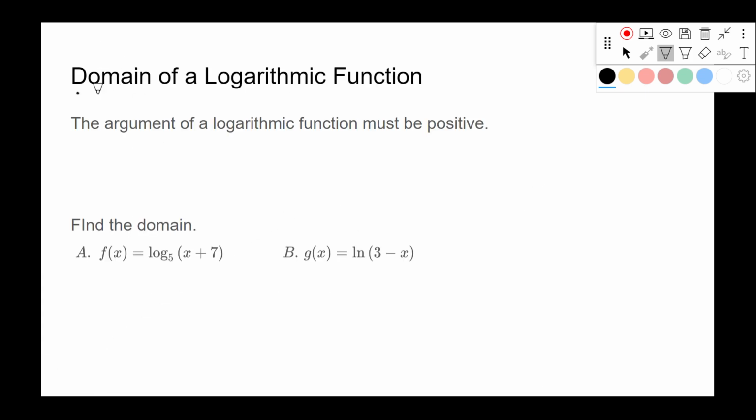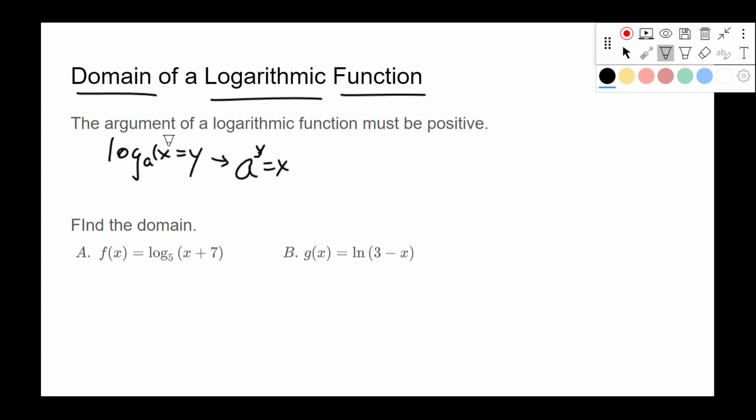And then finally, the domain of a logarithmic function. The argument of a logarithmic function must be a positive number. It has to be a positive number. And we can see why that has to be true. Let's say I had log of x with base a is equal to y, and I switch the form. a to the y equals x. Now, look at where the argument of the log, x, ends up. It ends up over here on the other side. It's what is equal to the base raised to the power y.